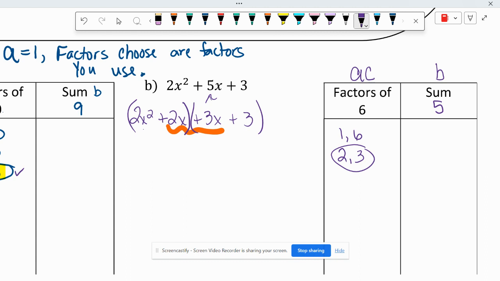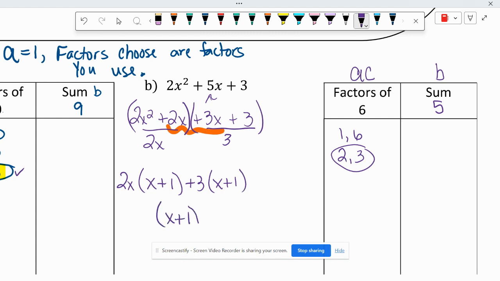So, greatest common factor here, 2x. When I factor out a 2x, I'm left with x plus 1. What about here? Take out a 3. When I take out my positive 3, I'm left with x plus 1. So my factors are x plus 1 and 2x plus 3.